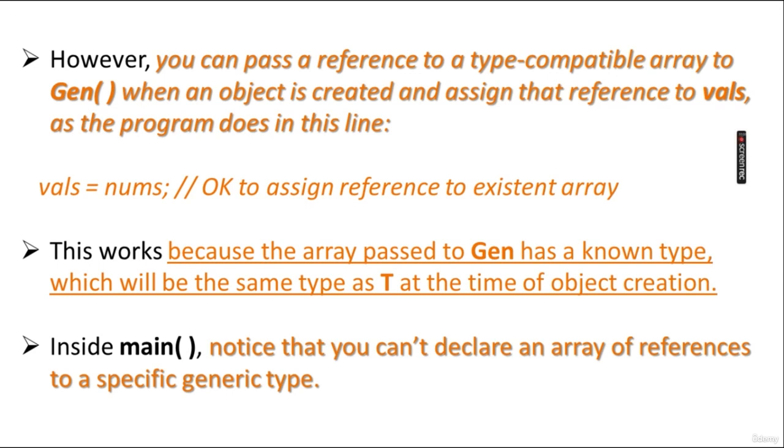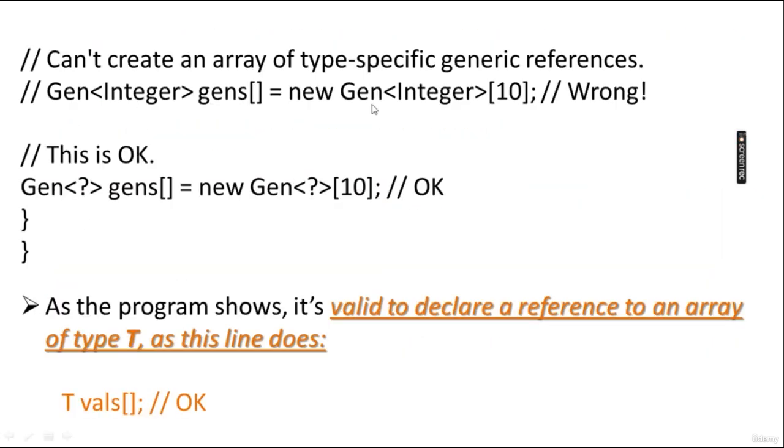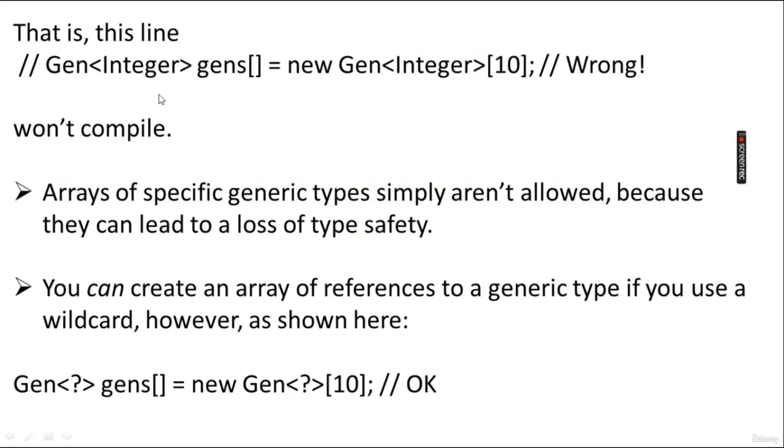Inside main, notice that you cannot declare an array of references to a specific generic type. So Integer is passed over there in this example. Specific generic type, specific generic references array you cannot create. Here you are specifically giving Integer. Here you are giving the wildcard. It is okay. It is not okay. This line will not compile. Arrays of specific generic types simply are not allowed because they can lead to loss of type safety.